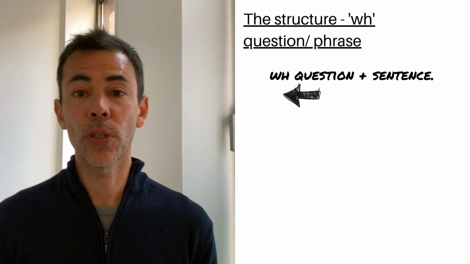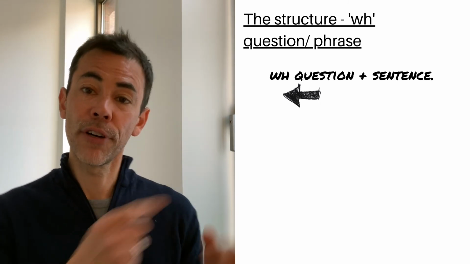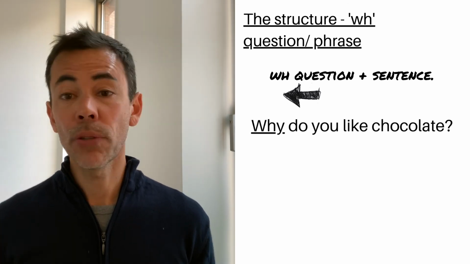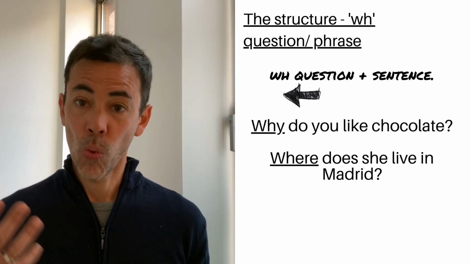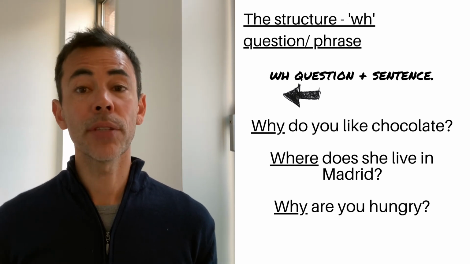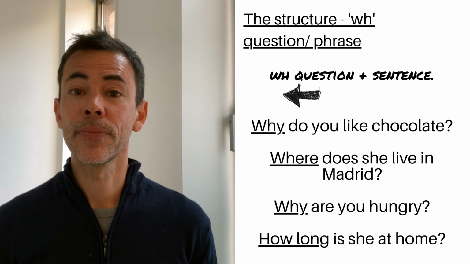If we want to make a question with one of the question words that I mentioned earlier, one of the WH question words, it's the same. We just put the WH word or phrase first at the beginning of the sentence. For example, why do you like chocolate? Where does she live in Madrid? Why are you hungry? How long is she at home?